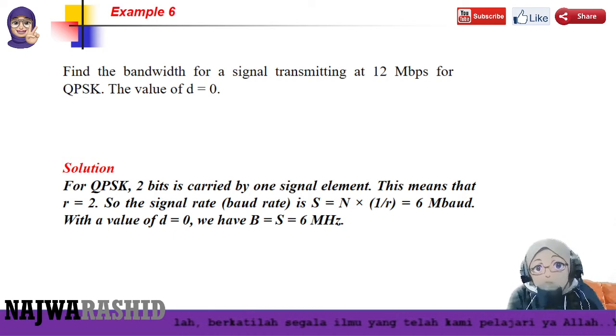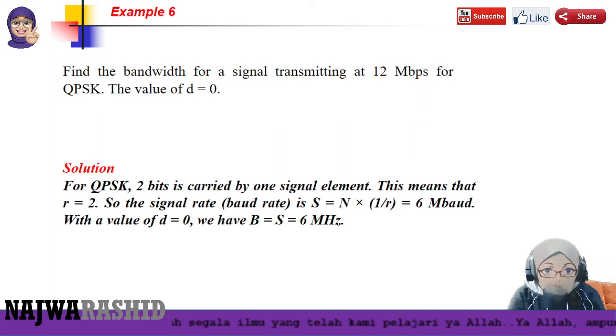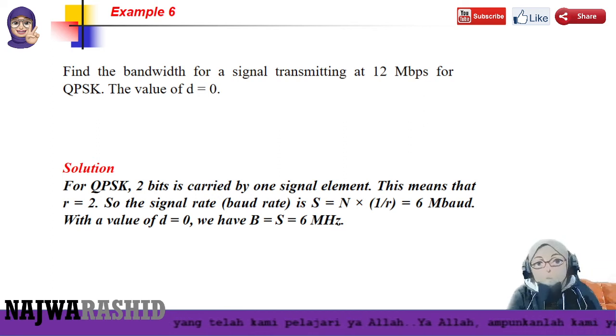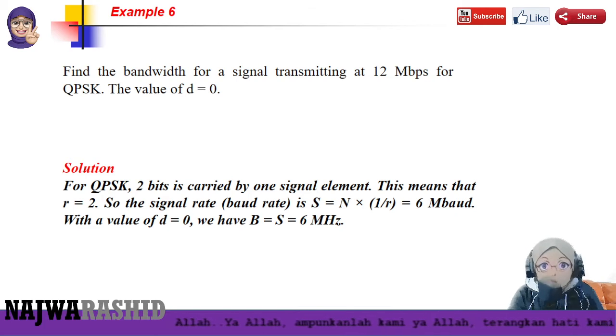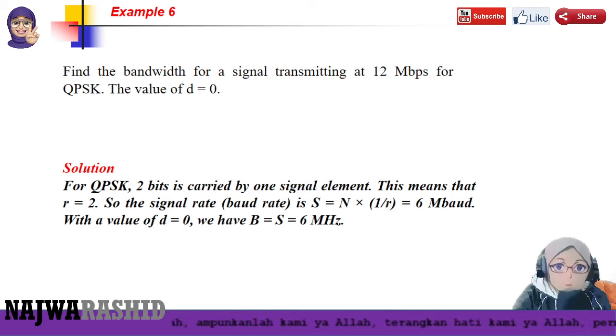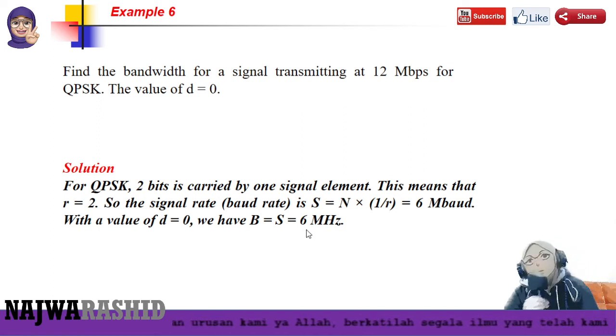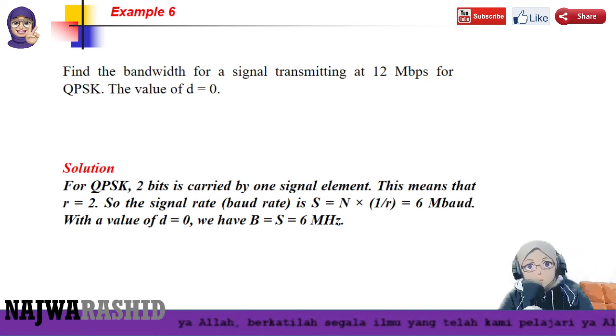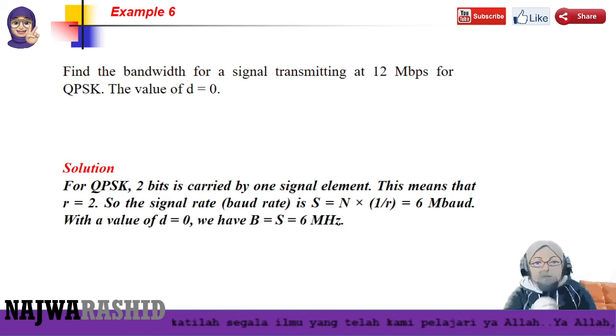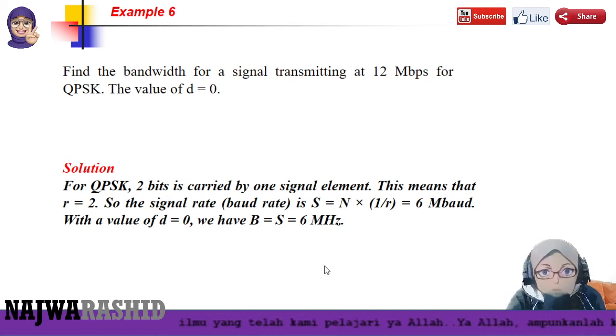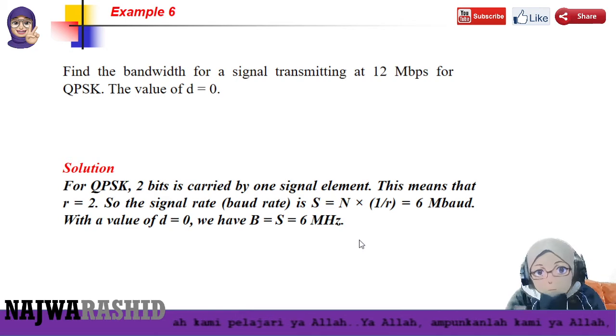So the signal rate, or the baud rate, is S equal to N times 1 over r, which equals 6 megabaud. If the value of d is equal to 0, we have B equal to S, so it's equal to 6 megahertz. Okay, this one is the bandwidth transmitted.